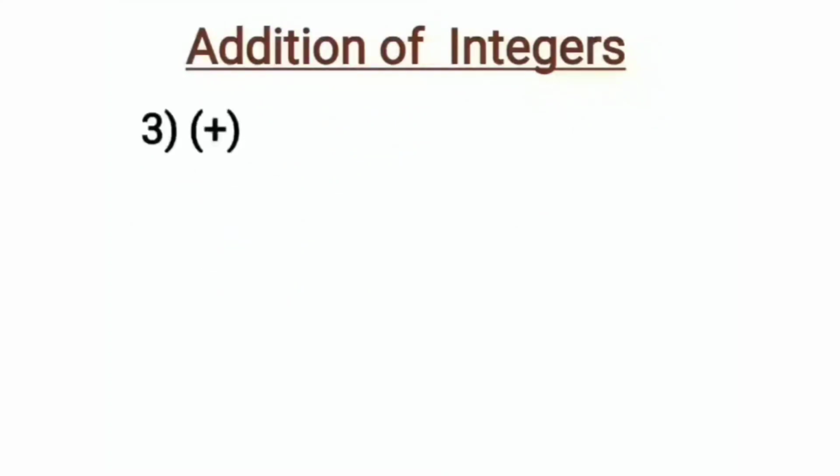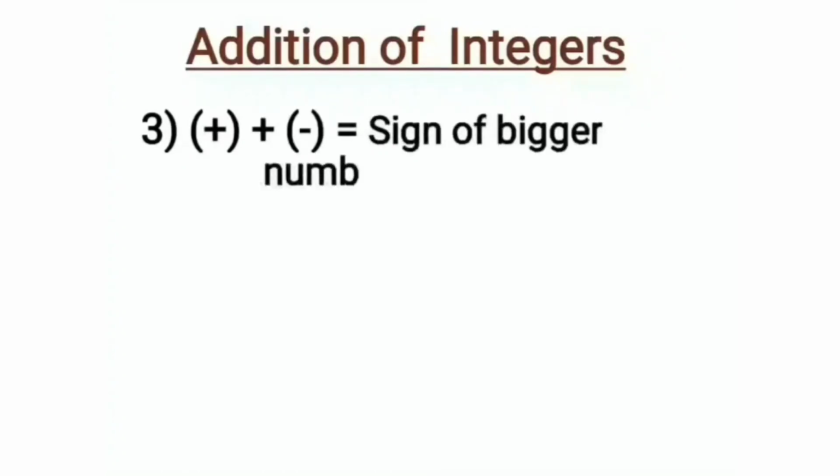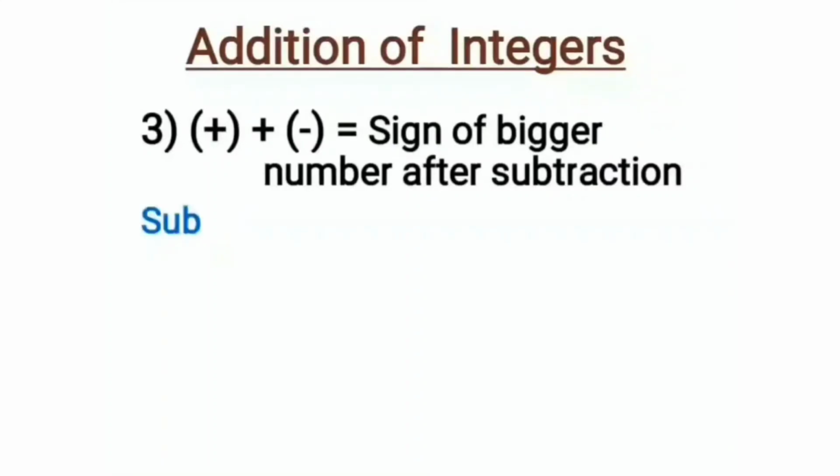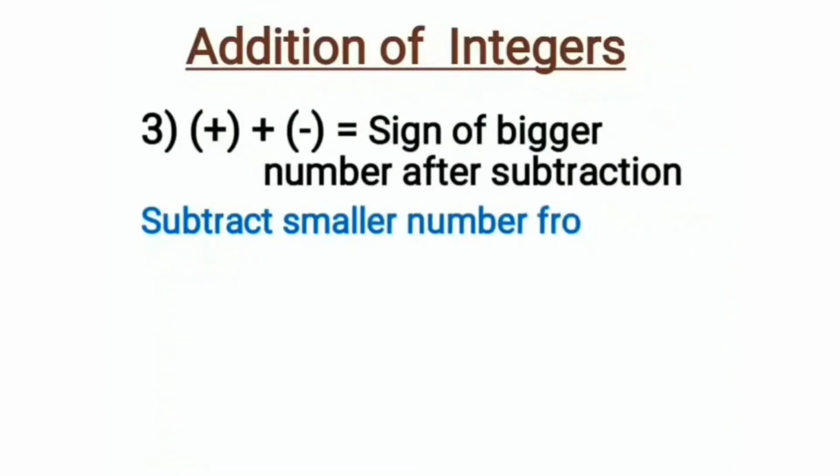Third rule is when positive and negative integers are added, result is obtained by subtracting smaller number from bigger number and sign of bigger number is given to the result. Here while performing addition we have to subtract smaller number from the bigger number. Let's see example.